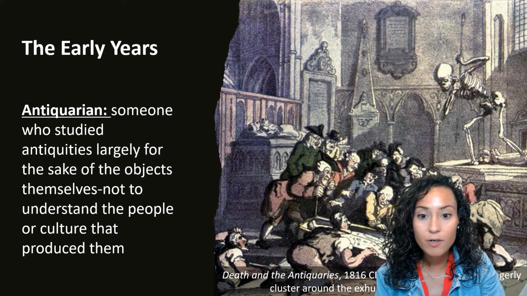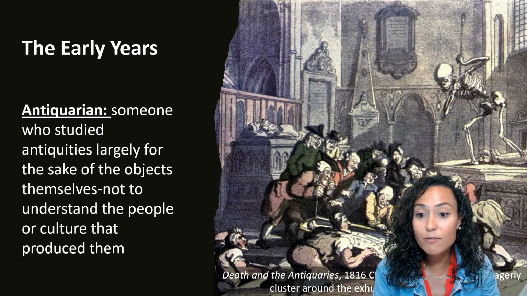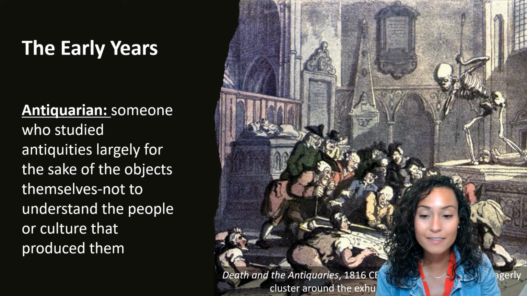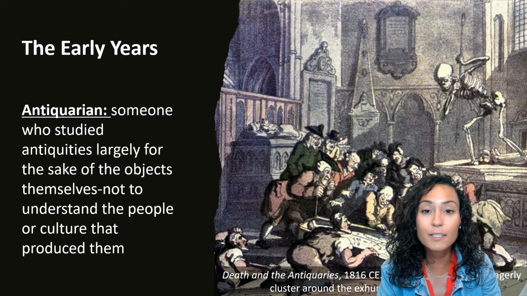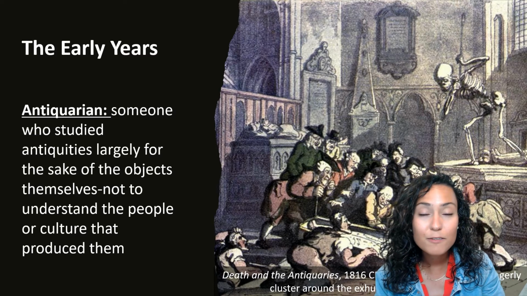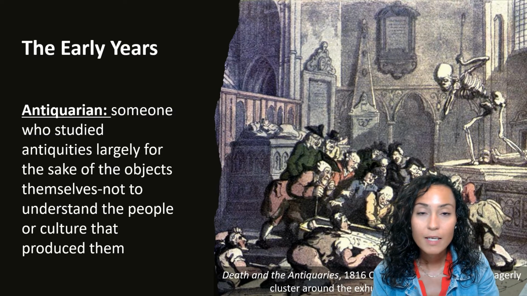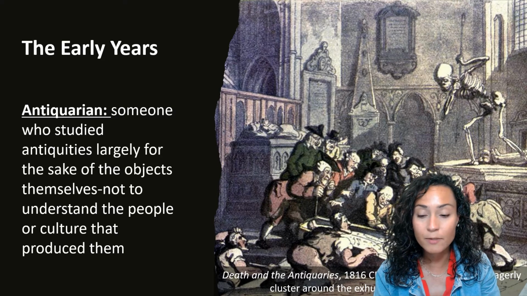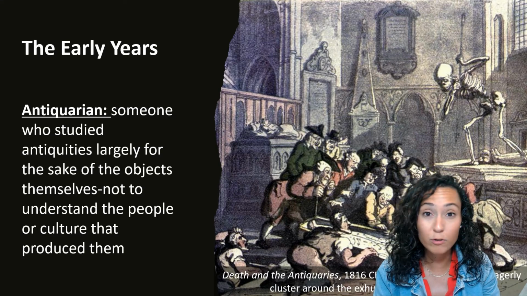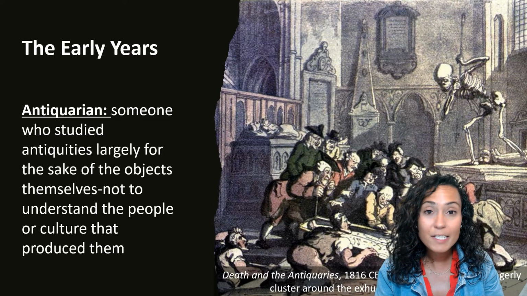Thanks to people like Petrarch, who popularized and glamorized classical antiquity, by the late 1700s, a growing number of Europe's leisure class considered an interest in classical antiquities to be a key ingredient in cultivating good taste. This group of amateur collectors of antiquities are referred to as antiquarians. Antiquarians are people who studied antiquities largely for the sake of the objects themselves, not really to understand the people or culture who produced them. So this is kind of like the study of art for art's sake. Antiquarians were just interested in having and collecting beautiful objects.